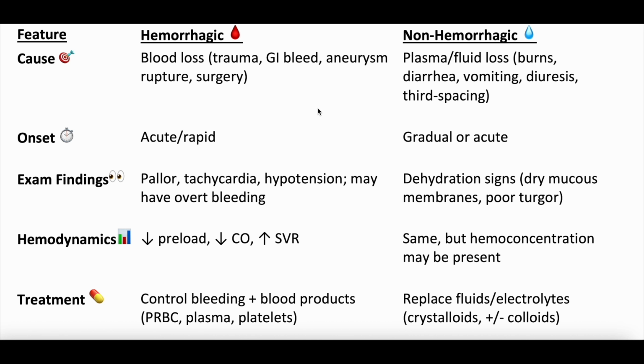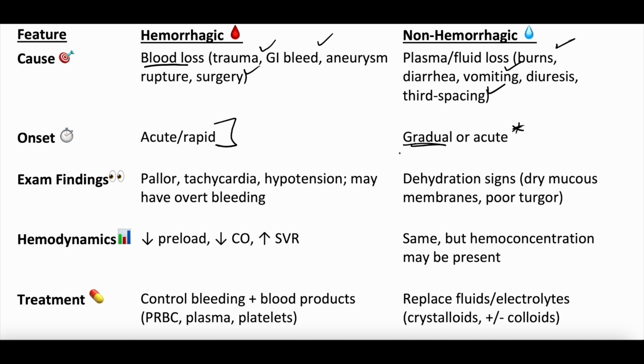None of this is that earth-shattering, but hemorrhagic shock cause-wise, right? It's hemorrhage, it's blood loss. It might be from trauma, it might be from GI bleeds, surgery, what have you. Non-hemorrhagic is plasma or fluid loss. We already talked about burns, GI losses, third spacing such as pancreatitis. The onset of hemorrhagic shock is usually very rapid, right? You're bleeding profusely, exsanguinating, whereas the onset of non-hemorrhagic hypovolemic shock is usually more gradual. It certainly can be acute, but it's usually more gradual. You have so much diarrhea that eventually you get hypovolemic.